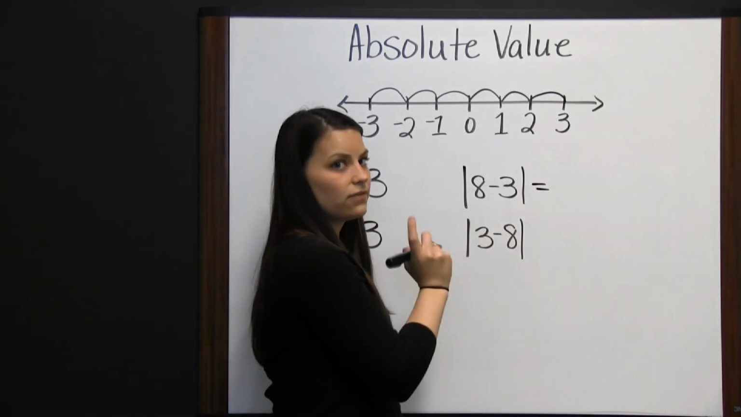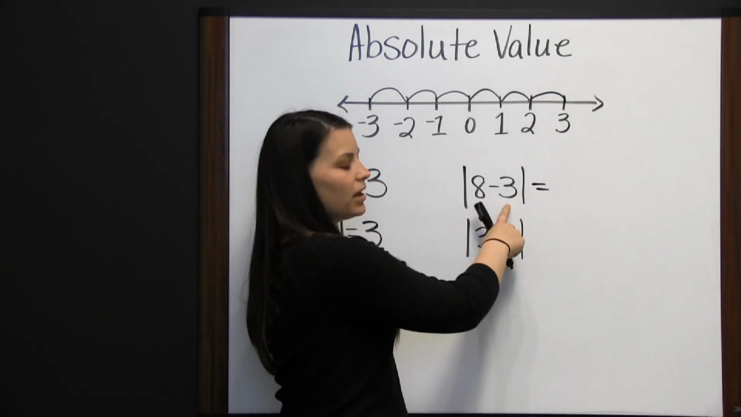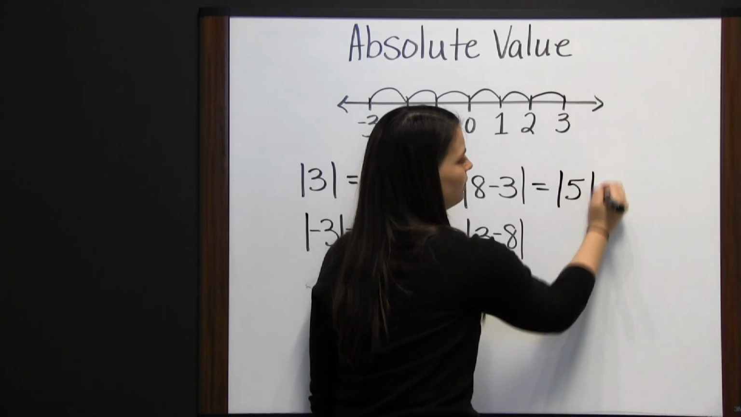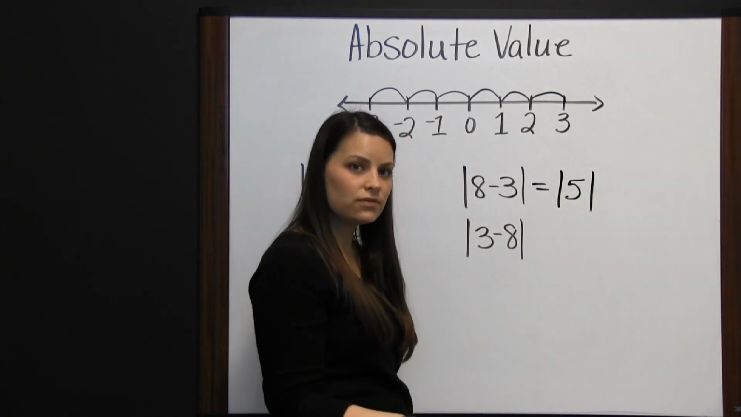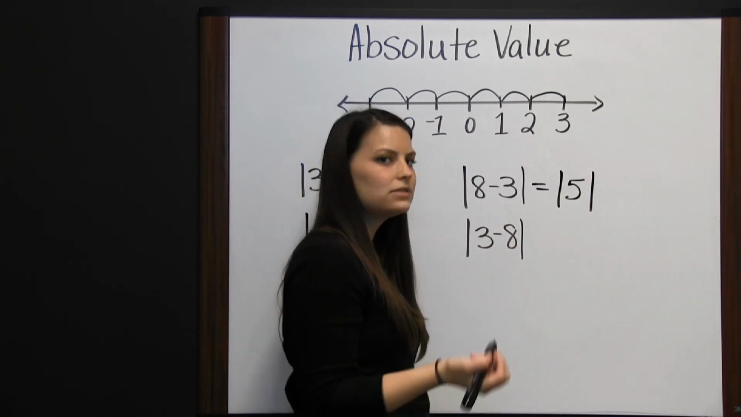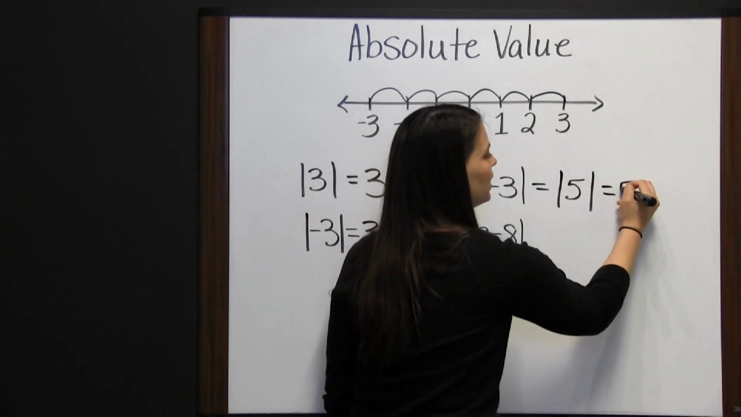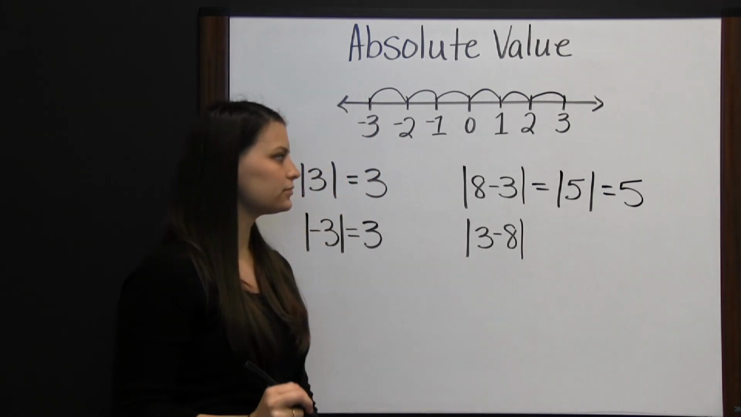Start on the inside finding your difference. 8 minus 3 is 5. So we have the absolute value of 5. And again, absolute value is the distance from 0. 5 is 5 places from 0.